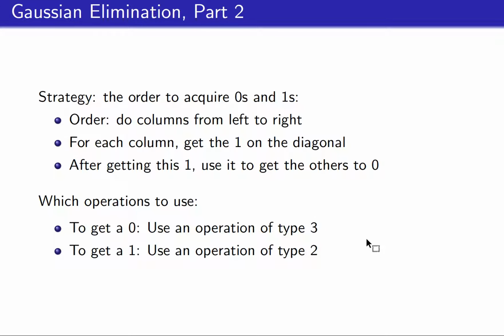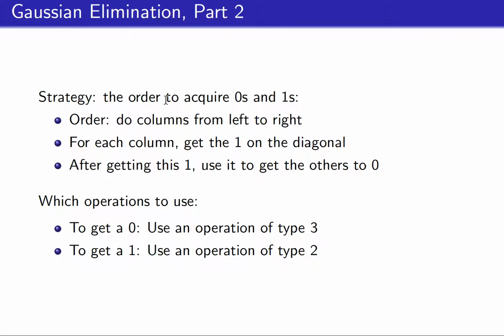So I've told you what we want to achieve using the Rubik's Cube analogy. That's the solved state. I need to tell you what the strategy is. Again, we're going to use row operations. Those are the allowed moves. And the strategy consists of an order. Which numbers do I get first?